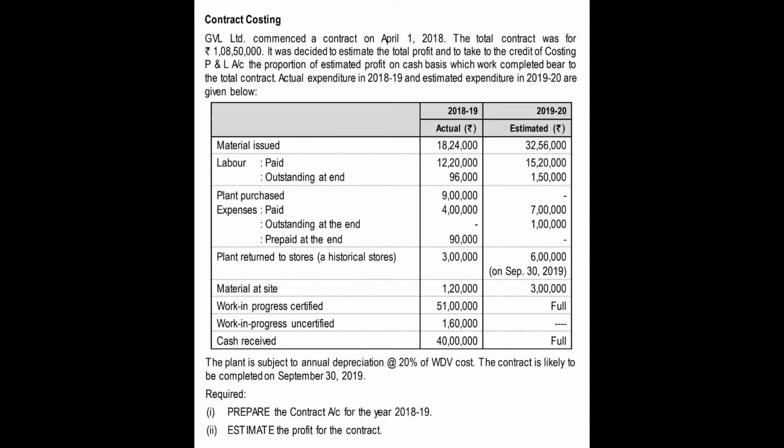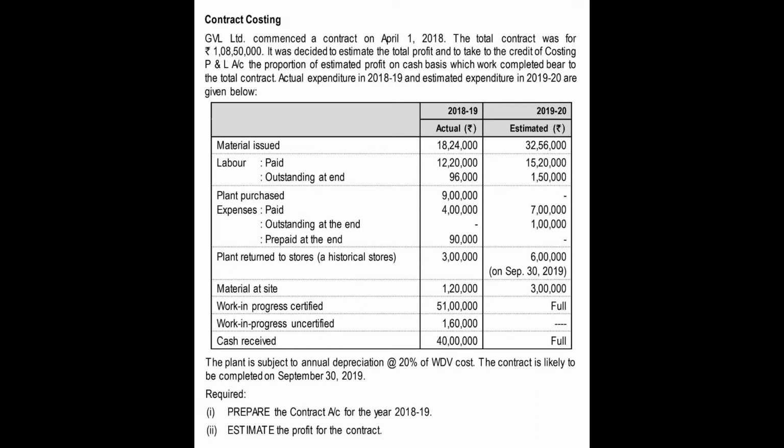2018-19 actual figure, 2019-20 estimated figure. Material issued 18,24,000, 32,56,000. Labor paid 12,20,000, 15,20,000. Outstanding at the end 96,000 and 1,50,000. Plant purchased 9 lakh and estimated column nil. Expenses paid rupees 4 lakh and 7 lakh. Outstanding at the end for actual nil and estimated is rupees 1 lakh. Prepaid at the end actual is 90,000 and estimated is nil.